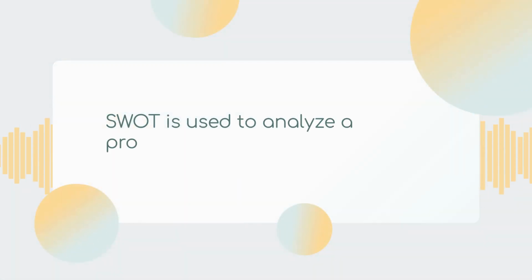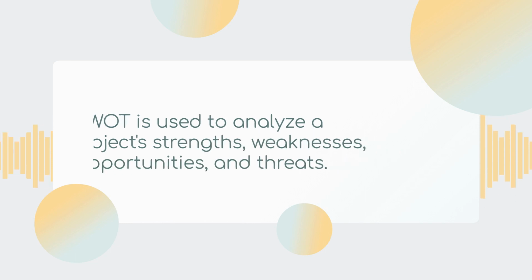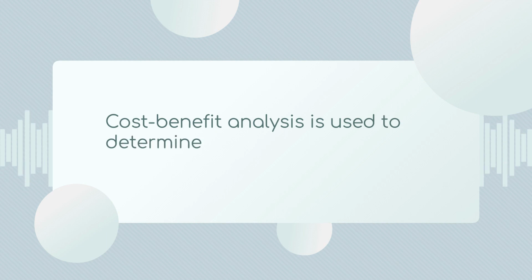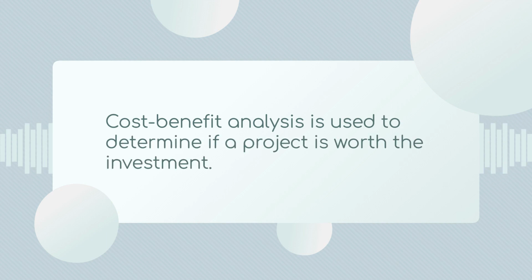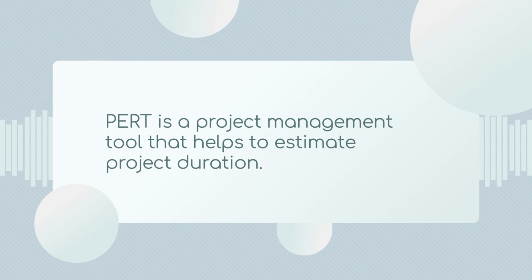SWOT is used to analyze a project's strengths, weaknesses, opportunities, and threats. Cost-benefit analysis is used to determine if a project is worth the investment. PERT is a project management tool that helps to estimate project duration.